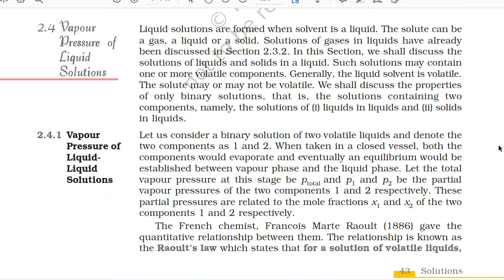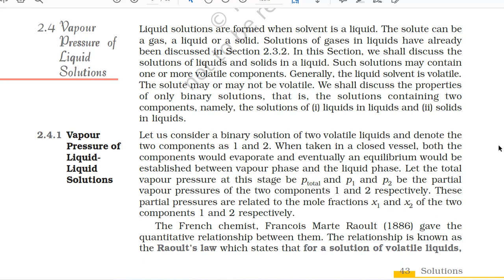Vapor pressure of liquid solutions. Liquid solutions are formed when the solvent is a liquid. The solute can be a gas, a liquid, or a solid. Solutions of gases in liquids have already been discussed in section 2.3.2. In this section, we shall discuss the solutions of liquids and solids in a liquid.